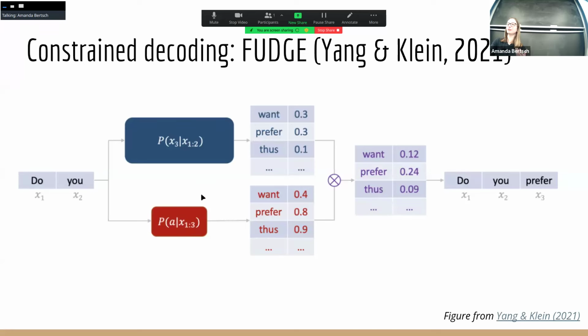And so this idea of trying to guess at a given decoding step if we're going to wind up with our constraints satisfied at the end is a key way to do constrained decoding, and one that we'll return to in just a couple slides.